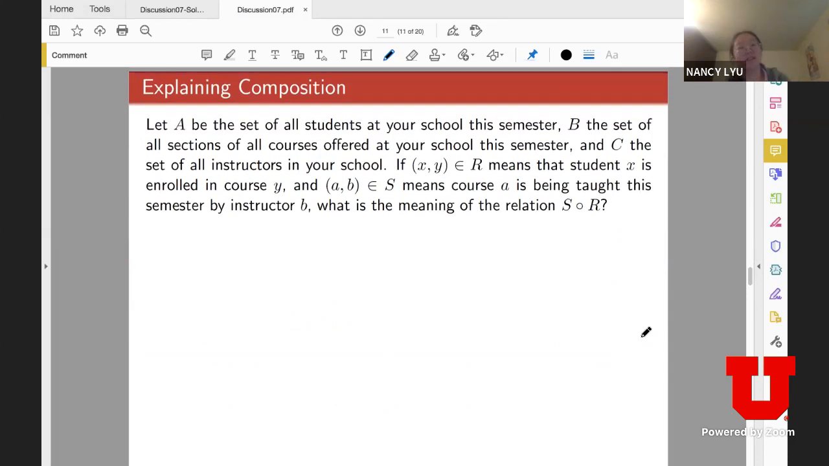Okay. All right. Explaining composition. So this one should be quick. So let A be the set of all students in your school, and B be the set of all sections of all classes.